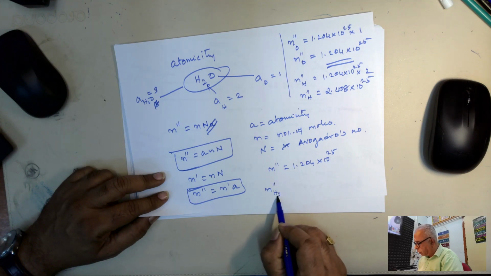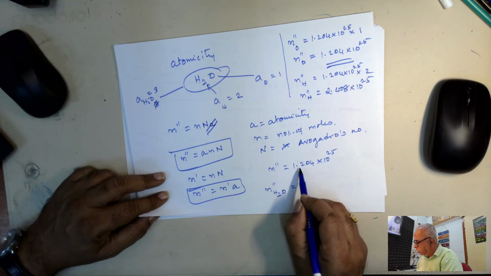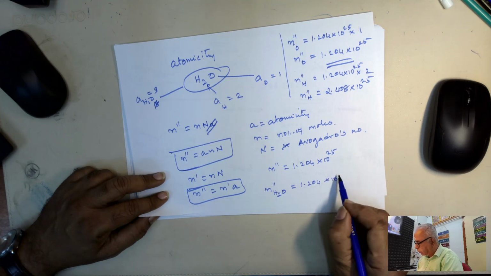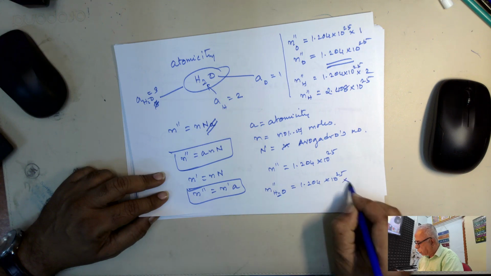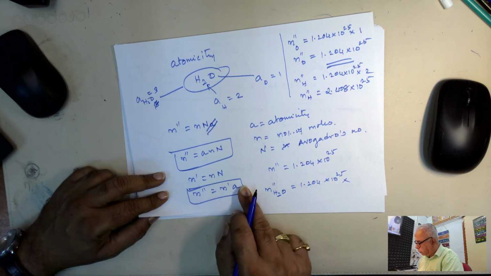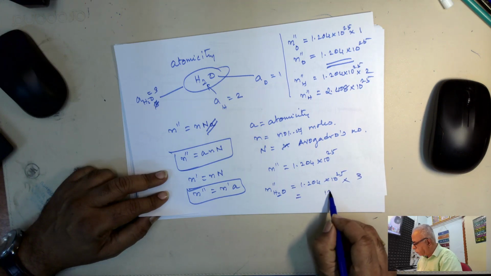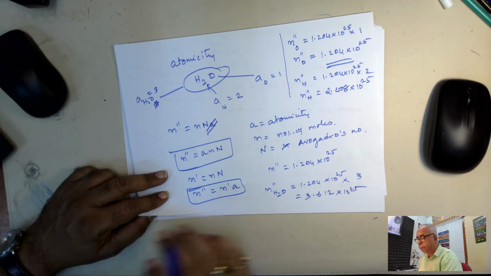So what you are supposed to find out is N double dash of atoms present in water. How much? This is 1.204 into 10 power 25 into atomicity. Atomicity is 3. So multiply by 3. That's all. So 3 fours are 12 and you have got 3.612 into 10 power 25.